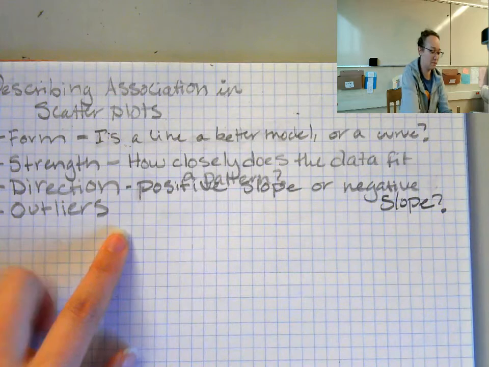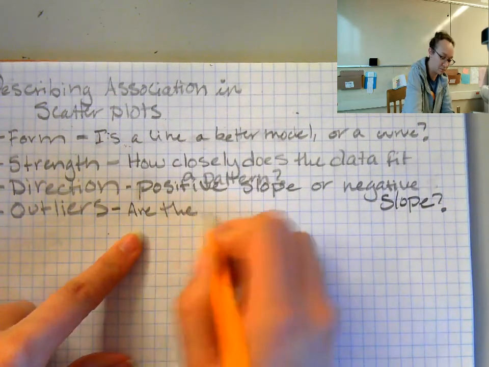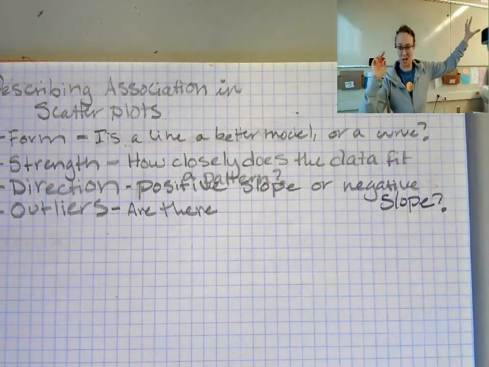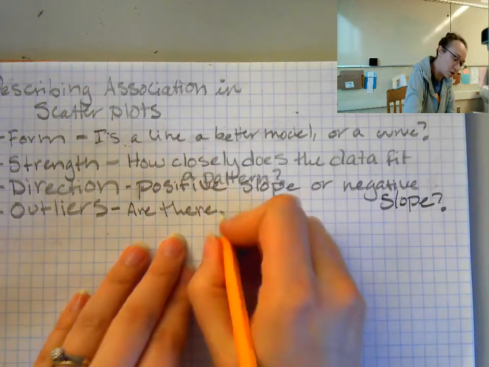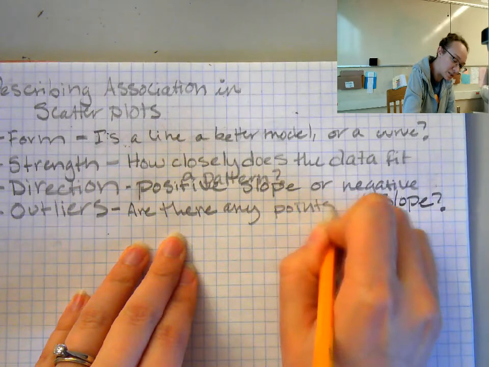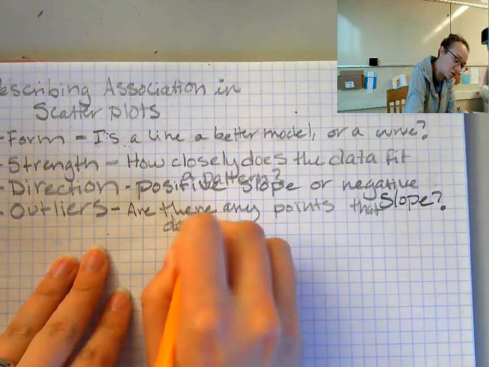And finally, are there any outliers? Are there any points that, like, there's a pattern and then there's a random point off to the side? Are there any points that don't fit?